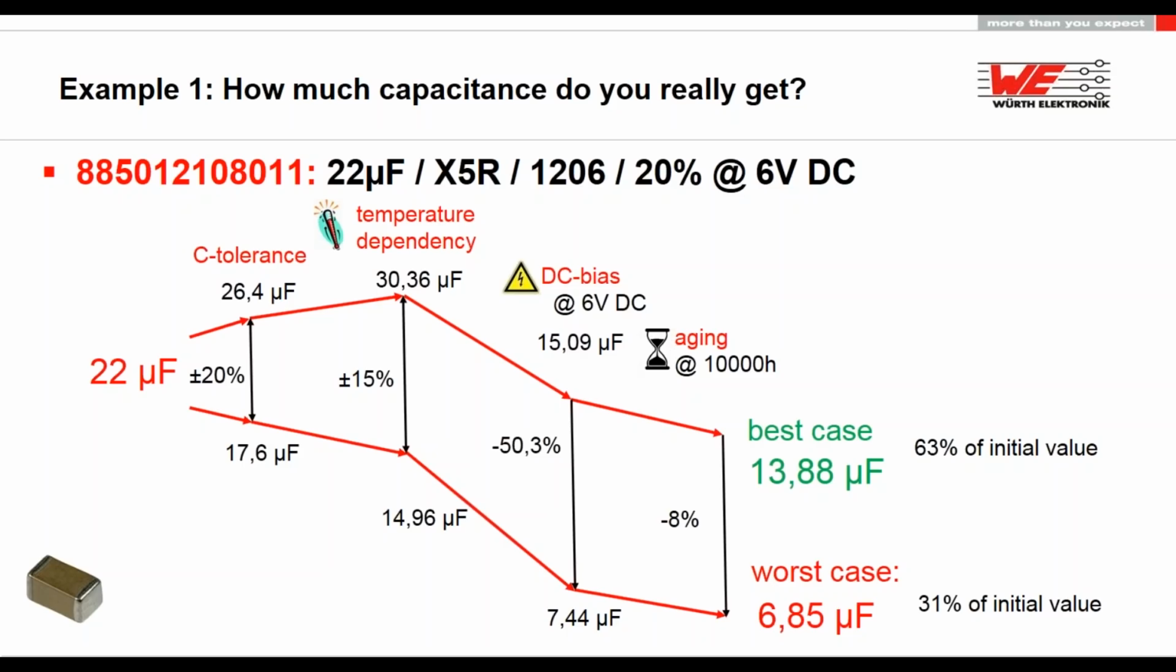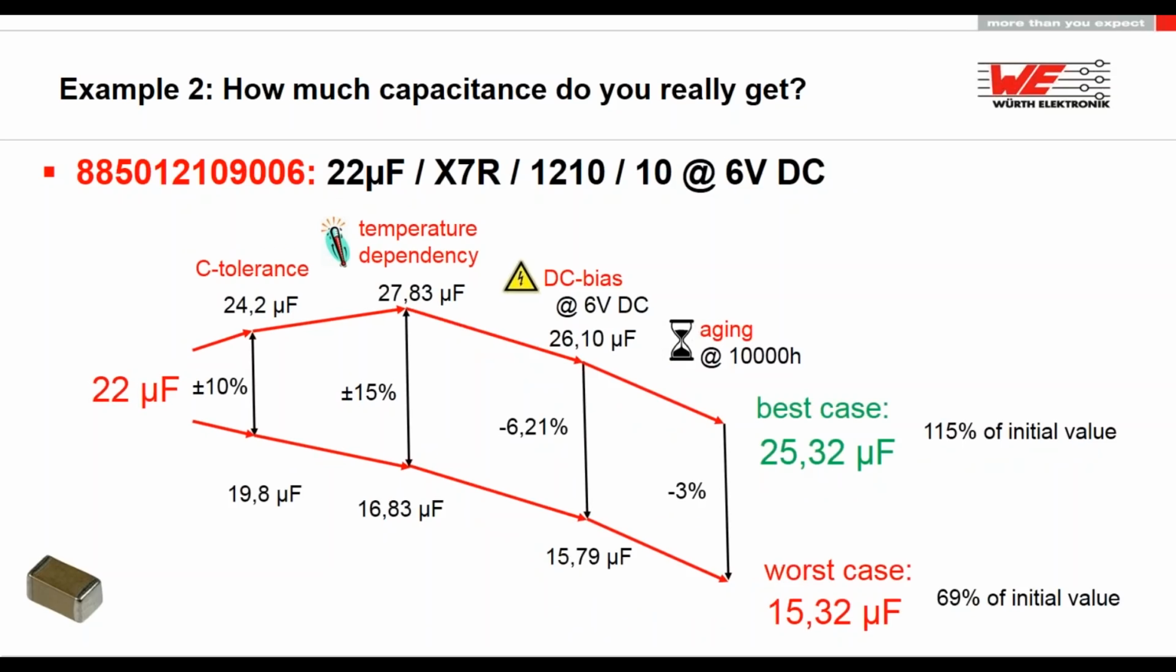If you would have taken an X7R as comparison, it would be way better. A bigger size X7R, you would be in between 15 in worst case and 25 in best case. So it's really a big difference just by the selection of ceramic and size.